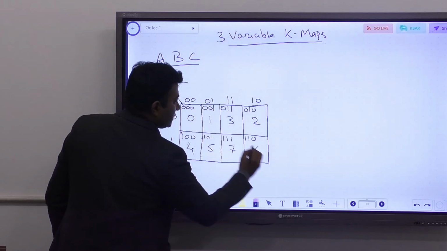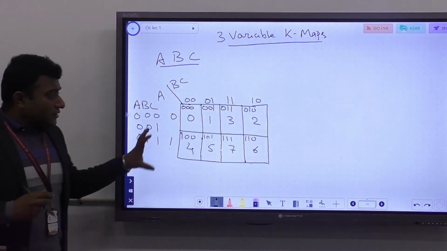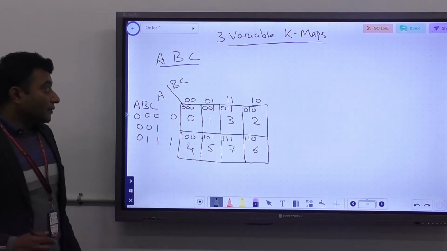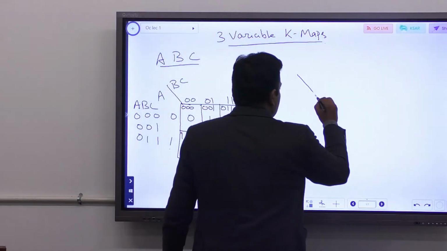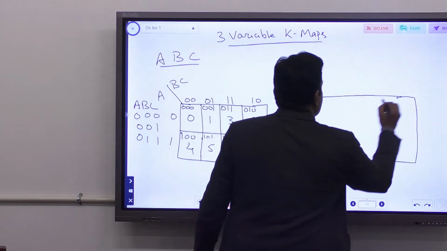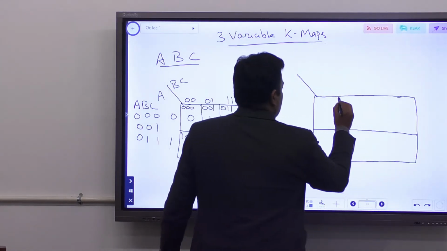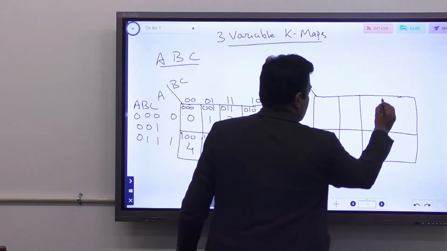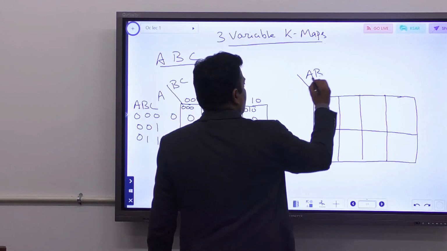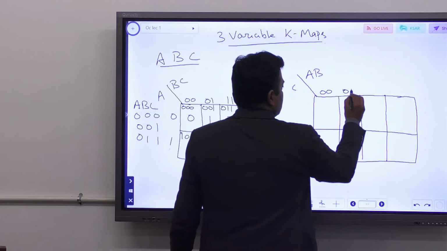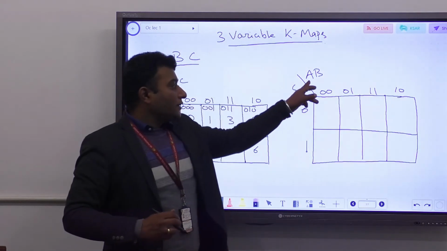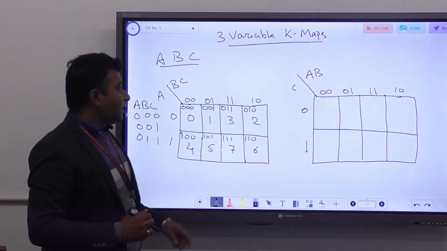7 and 6. So this notation would be followed every time we use a K-map for 3 variables. Again, in some of the books, this configuration is totally different. Here what we have done, we had just interchanged the values of A, B and C.